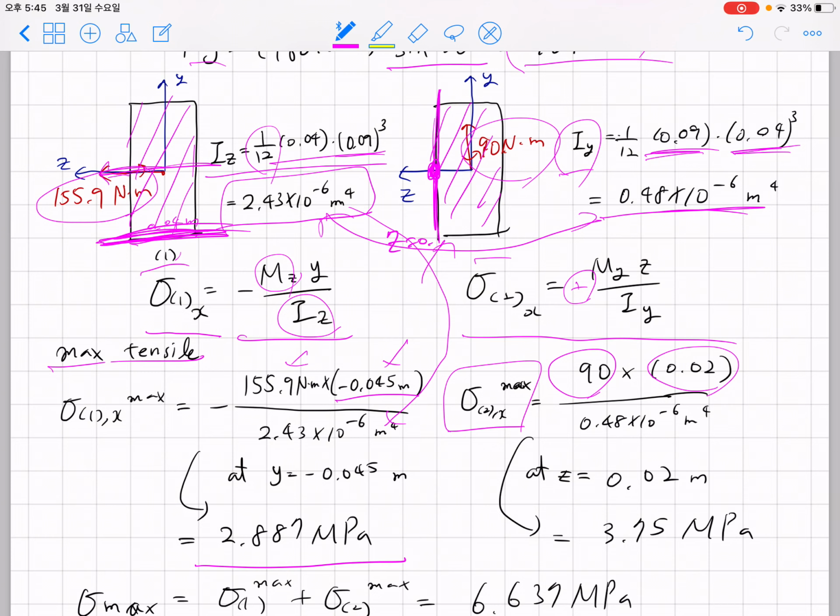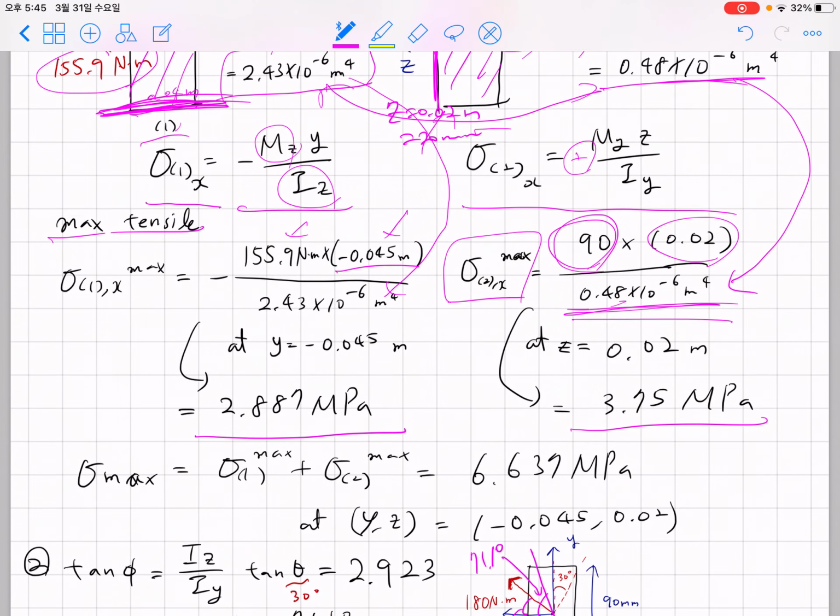z equal 0.02 meter or 20 millimeter. You plug in the Iy value, and you can see that even though the moment is much smaller in the y direction, due to the much smaller Iy, the stress becomes even higher. Okay, it bends further with respect to the y-axis.